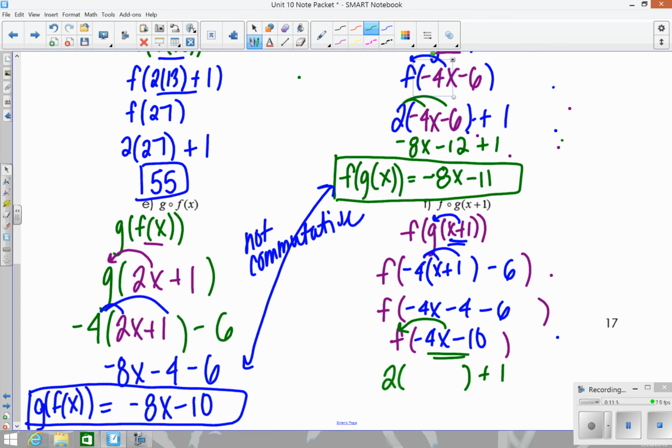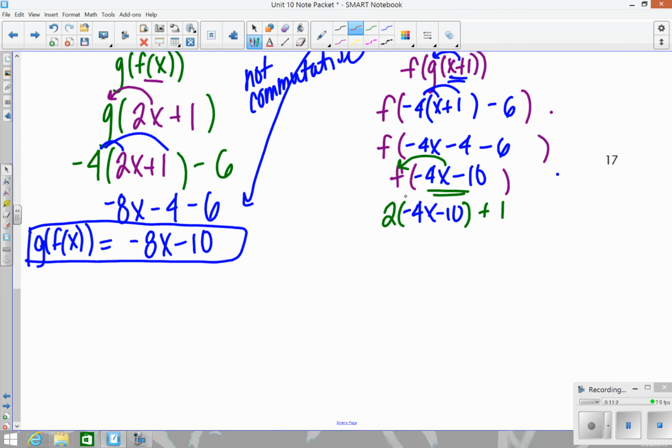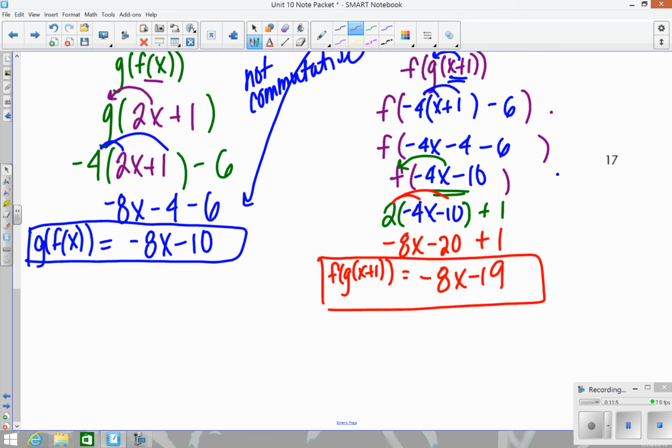So the input goes here. So the input is negative 4x minus 10. And now we just are going to simplify. So we get negative 8x minus 20 plus 1. So we get negative 8x minus 19 as our answer. And again, since this has a variable left in it, let's express it as an equation. So f of g of x plus 1 is equal to negative 8x minus 19.